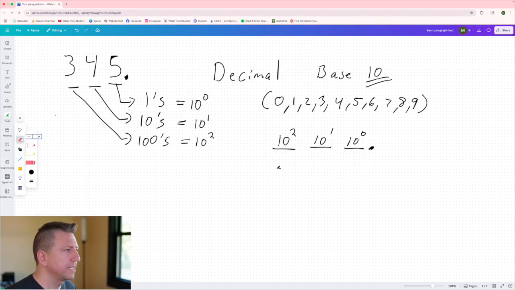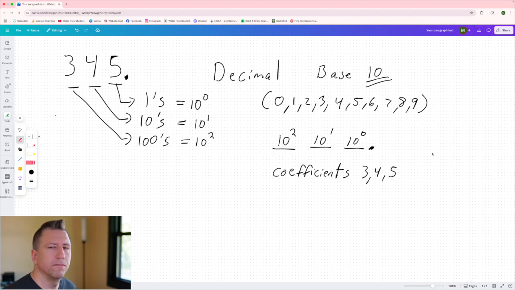But now we also have to think about the coefficients. Coefficients are the numbers that we use in those places. So we use the value 3 in the hundreds place, the value 4 in the tens place, and the value 5 in the ones place. So we have 3, 4, and 5.